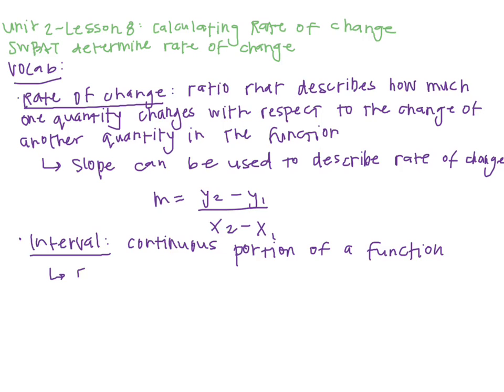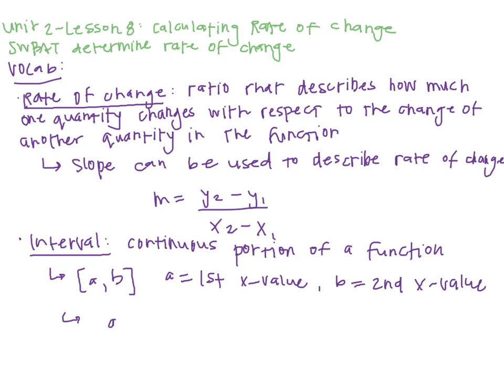The interval can be written by using brackets with A, B on the inside. A would represent the first x value that you're looking at, and then B represents the second x value that we're looking at. So we can write it inside brackets. Another way that we can write this is by saying A is less than or equal to x is less than or equal to B.